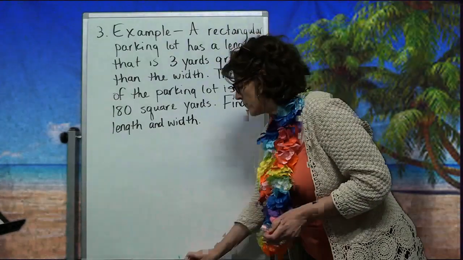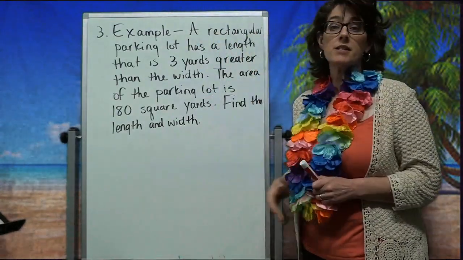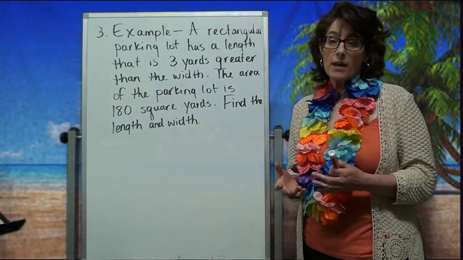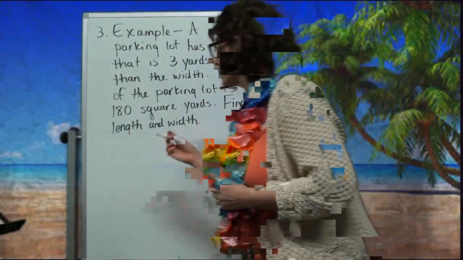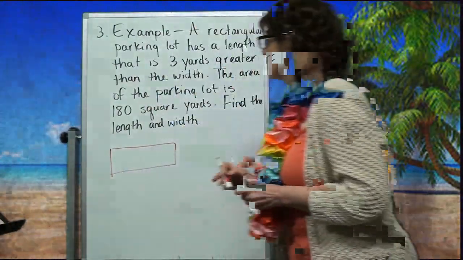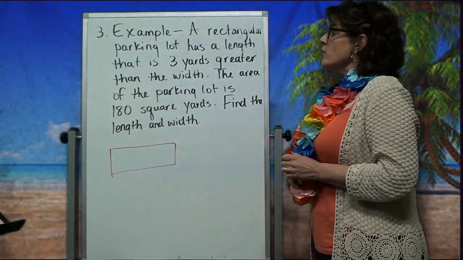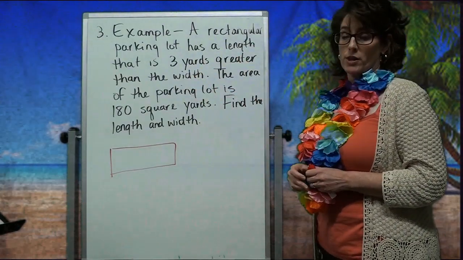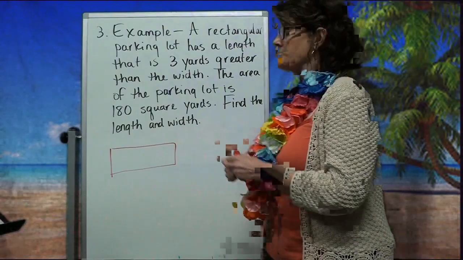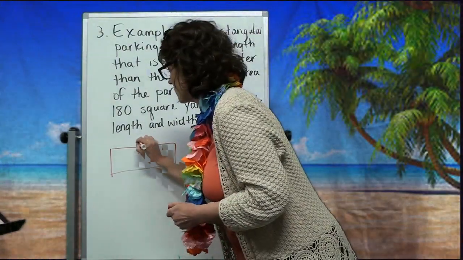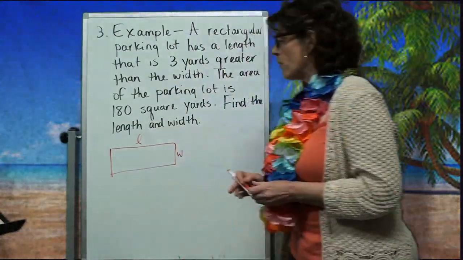So once again, what we've done here is we have read it in its entirety to get a feeling for what's happening. We know, again, we're dealing with a rectangle, so a picture's worth 1,000 words, and I'm going to draw my rectangle in here. Now, I also know that the length is 3 yards greater than the width. So that means that if the length is greater than the width, this must be the length, this must be the width. So here's my length, here's my width.